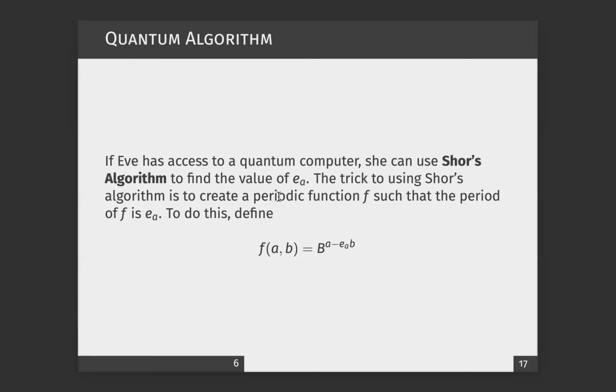Equal to B, where capital B is the base point of the elliptic curve, raised to the A minus EA B. As you see here, A and B are parameters. B is fixed, as well as EA is fixed. So this is a function of A and B.